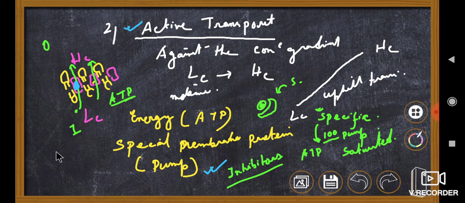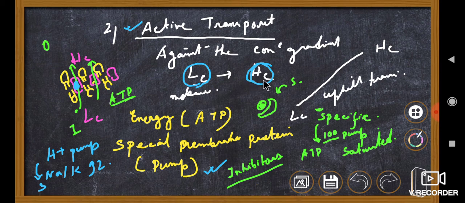There are many examples of pumps, such as the hydrogen ion pump, and the sodium potassium pump that brings 3 sodium into the cell and takes 2 potassium out of the cell, right? So this kind of pump can be an example. So this is all about active transport, that is, it requires some sort of energy in the form of ATP as it happens against the concentration gradient, that is from the region of lower concentration to the region of higher concentration.